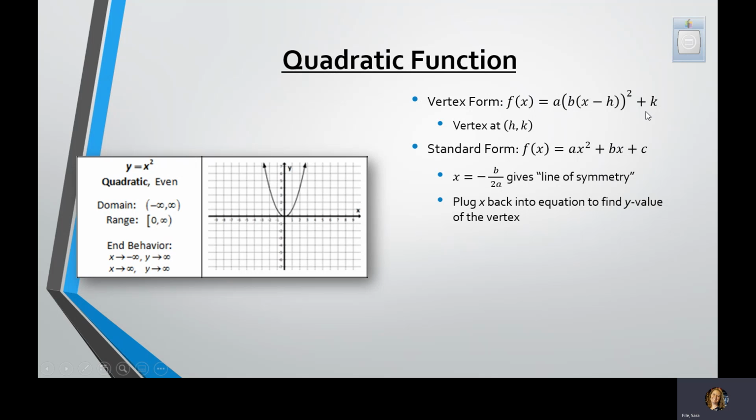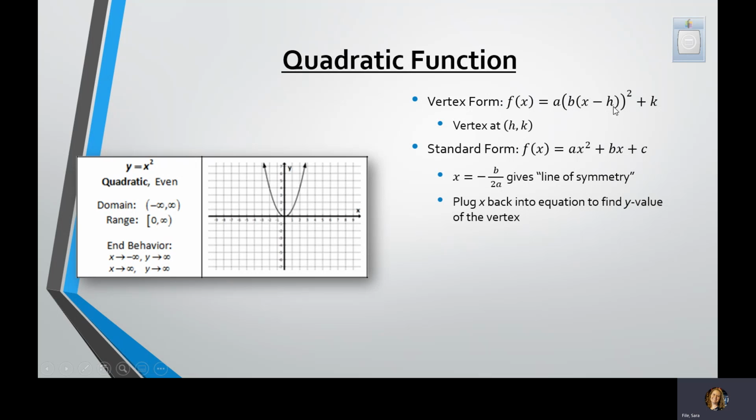Okay, so when you're in that form, you can still see the vertex HK. Now, often quadratics aren't in vertex form, they're in standard form, which is ax squared plus bx plus c. This is like when we were factoring quadratic trinomials and did a lot of factoring practice. That's called standard form.